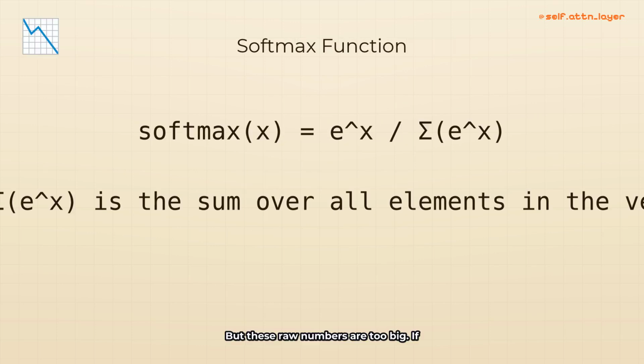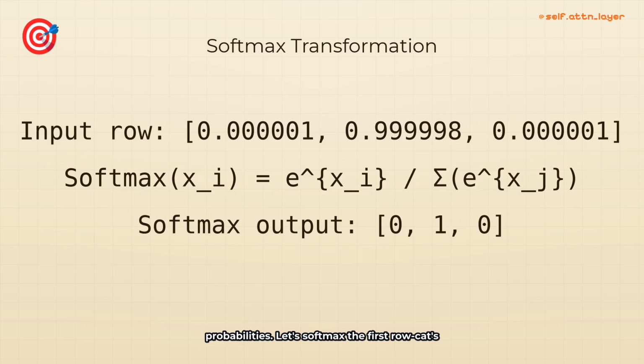But these raw numbers are too big. If we use them directly, dog would always win because it's twice as big. We need to shrink them so they add up to 1. That's what softmax does. It turns scores into probabilities. Let's softmax the first row, cat's row. First, we raise e to each power. E to the power of 14 is almost equal to 1.2 times 10 to the power of 6. E to the power of 28 is almost equal to 1.4 times 10 to the power of 12. E to the power of 17 is almost equal to 2.4 times 10 to the power of 7. Sum them. About 1.4 times 10 to the power of 12.